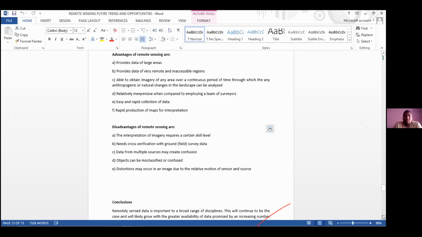And then it's also easy and rapid collection of data, very easy. And then also rapid production of maps for interpretation. There are so many advantages of remote sensing. If I was to explain them right now, I'd take hours and hours, because remote sensing is a 21st century tool to solve problems. Then what are some of the disadvantages, the shortcomings of remote sensing? The interpretation of imagery requires a certain skill level, and that's why we need more people to come into the field of remote sensing.